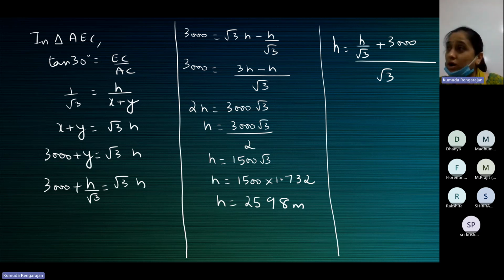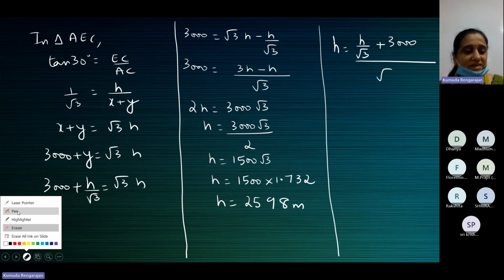What you did is incorrect. What you have done, h is equal to h, you multiplied this, you put it like this, something like this. No. The root 3 into root 3 is 3. That's why you have gone wrong. No, it's not like that. I'll tell you how to calculate. It's not like that.